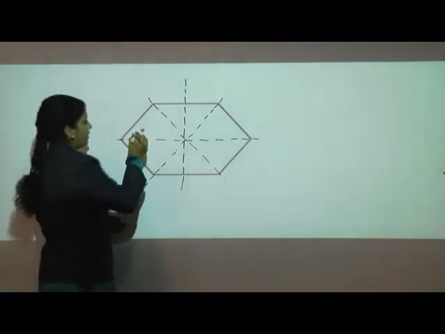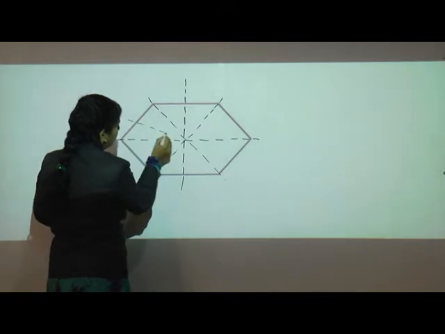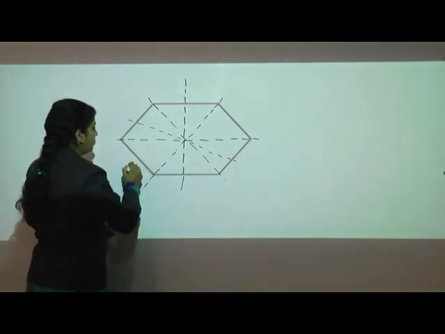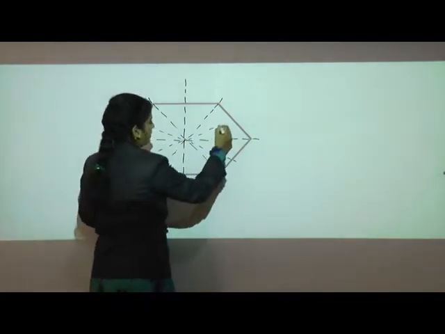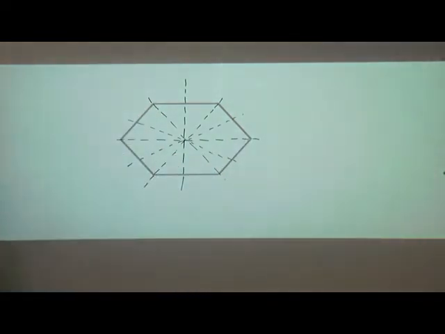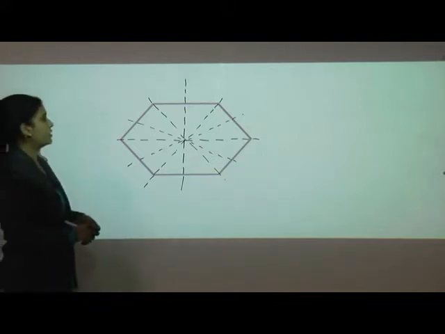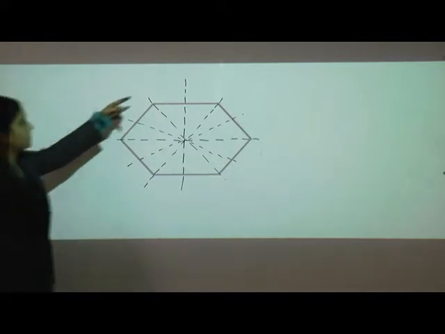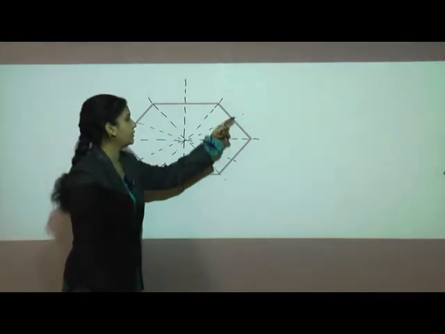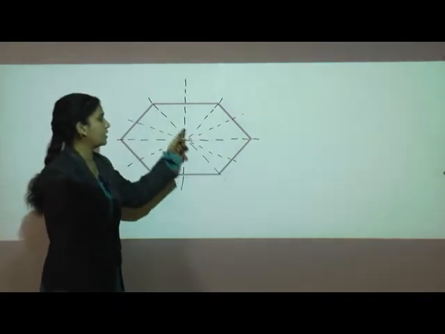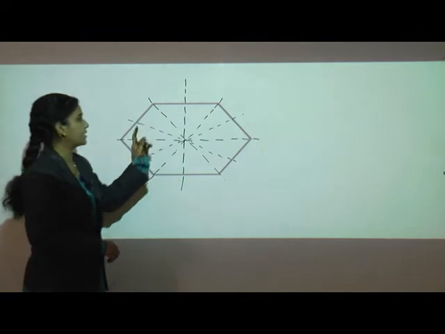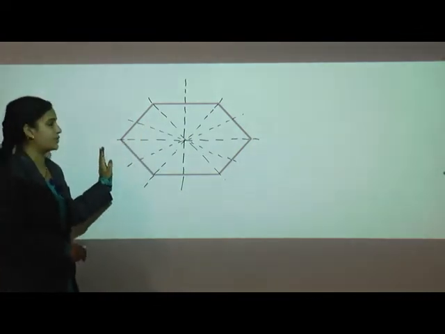And another one, see students, the midpoint of these two lines also divides the hexagon into two equal parts. See, that means how many axes of symmetry does the hexagon have? Yes students, 8. Okay, this one is vertical, the second one is horizontal, two are diagonal, and see 1, 2, 3, 4, 5, 6, sorry, 6. The hexagon has 6 axes of symmetry.